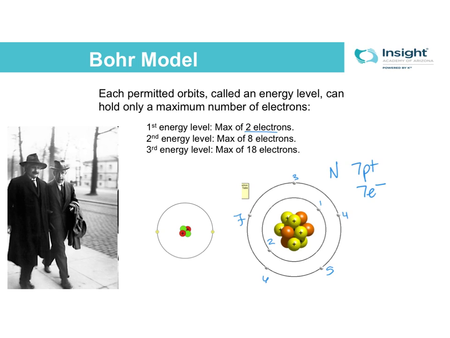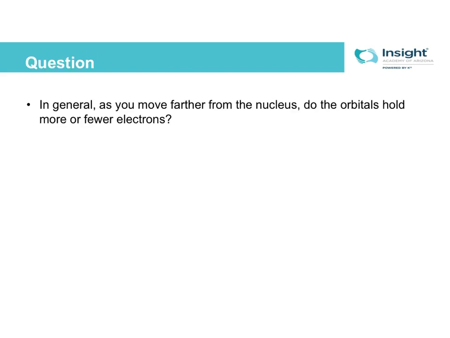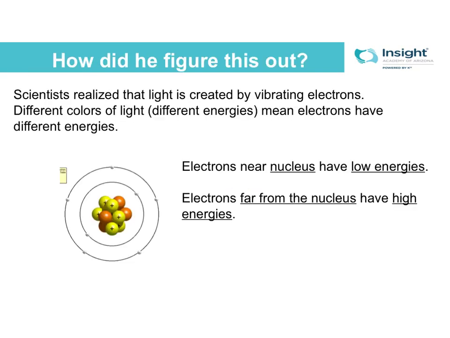If you went deeper into the periodic table and there are more electrons, the third level could hold 18, the fourth level would hold even more, and so forth. So, in general, as you move farther from the nucleus, do the orbitals hold more or fewer electrons? Hopefully you said more, right? That's what we saw on the last page. It went from 2 to 8 to 18, right? So as you go further from the nucleus, more electrons can be there. Makes sense, the circles get bigger.